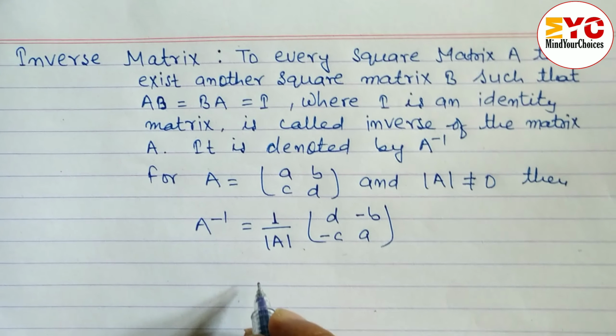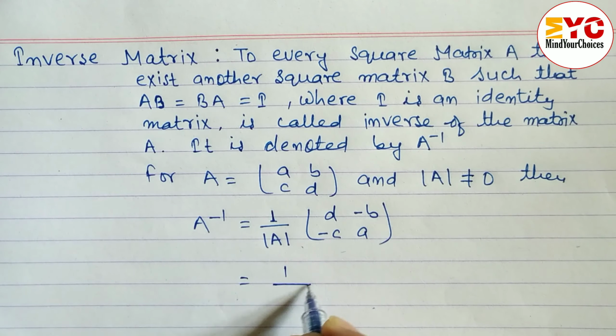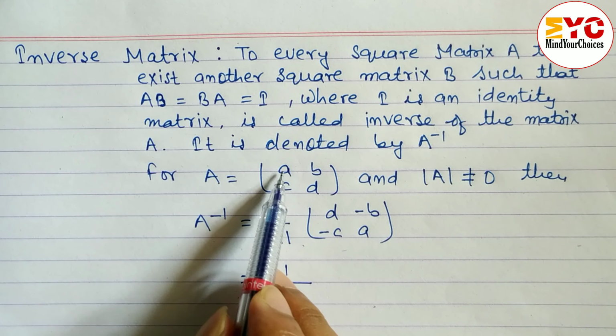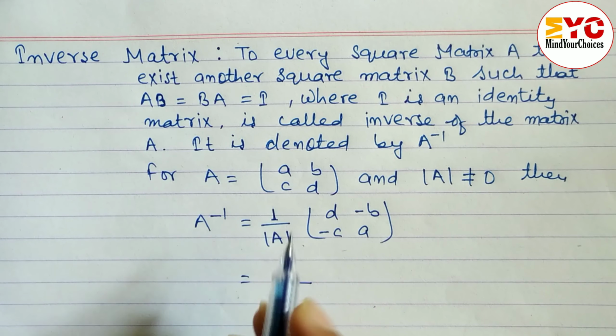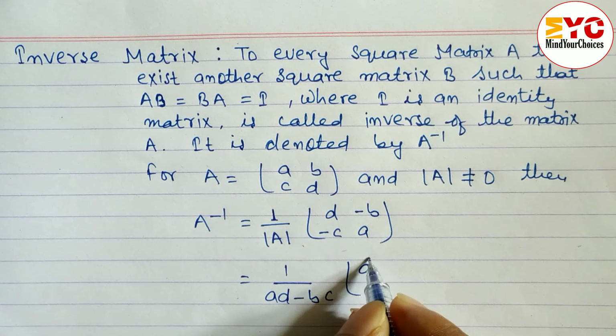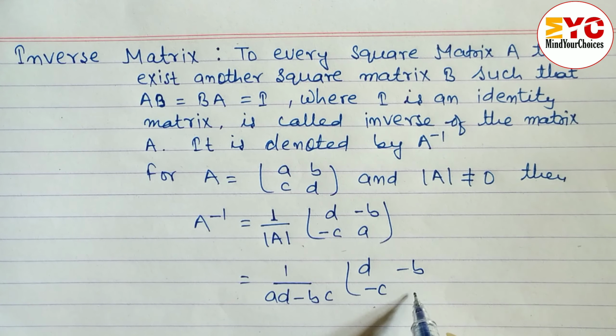Or you can see here, 1 by determinant A. To find out determinant A, we multiply the main diagonal, A into D, minus B into C. So we can write here 1 by (AD minus BC), times [D, minus B; minus C, A]. So in this way we can find out A inverse.